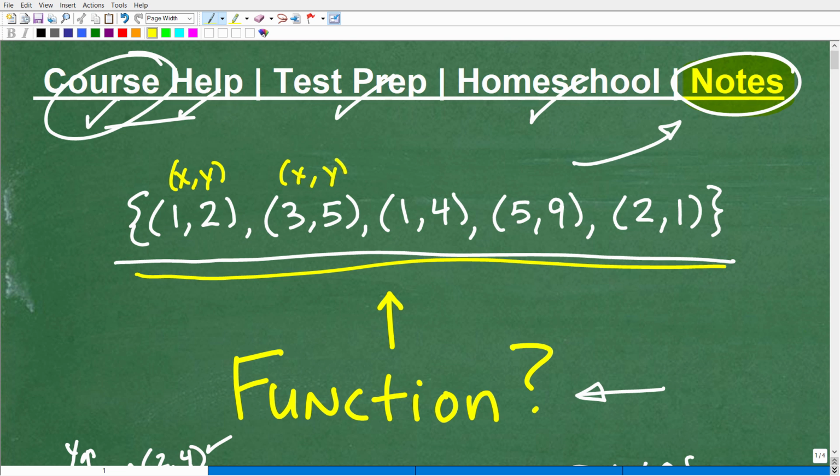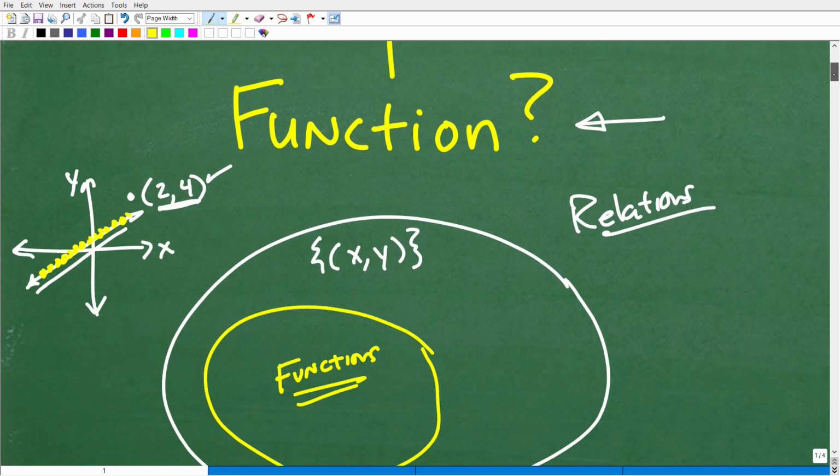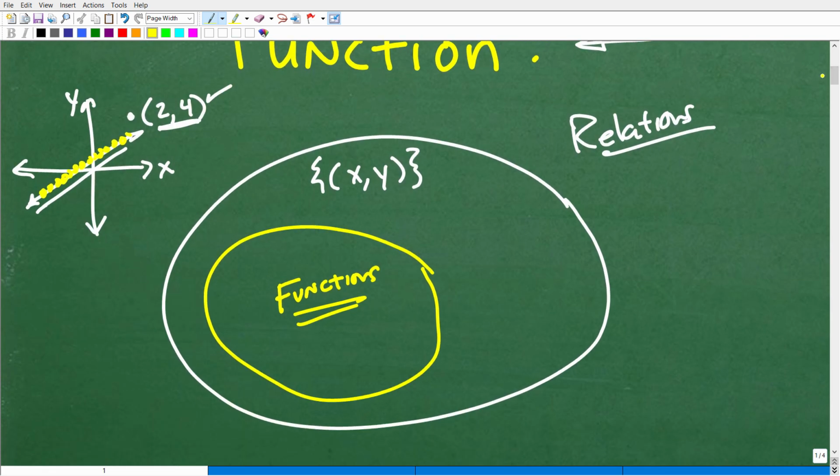This is another xy point. So you can see, by definition, this is a relation. It's definitely a relation, but is this a function? Well, that's the whole question. Functions are relations, but they also follow a very specific definition. There are specific conditions.